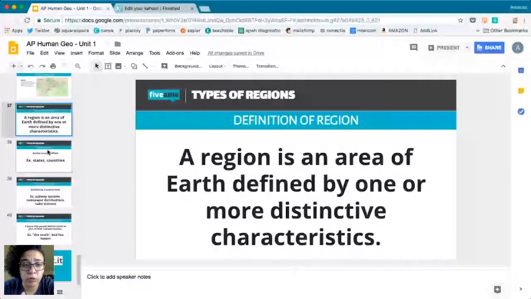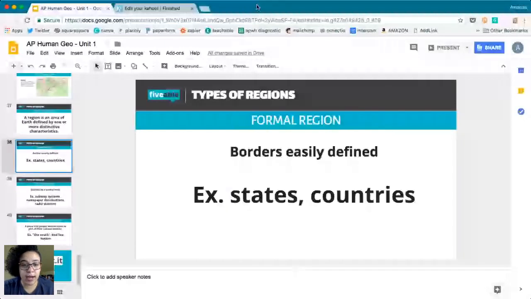It could be a formal region. That would be a state or a country, right? So the region that I'm in, Maine, I'm in New England. It's easily defined. You know where it starts and where it ends. There could be conflict over those boundaries, but at least we know where that boundary is. Another one is functional. This is some kind of central node. Something is functioning to keep us in that region. This could be subway systems, newspaper distributions, radio stations, anything like that. Things that are connecting people in terms of how far you are to that thing, right?